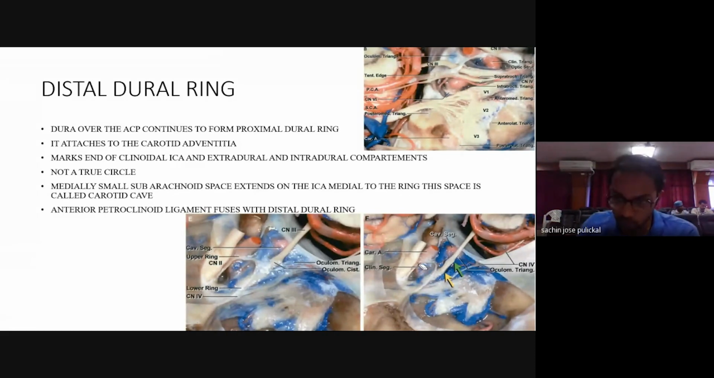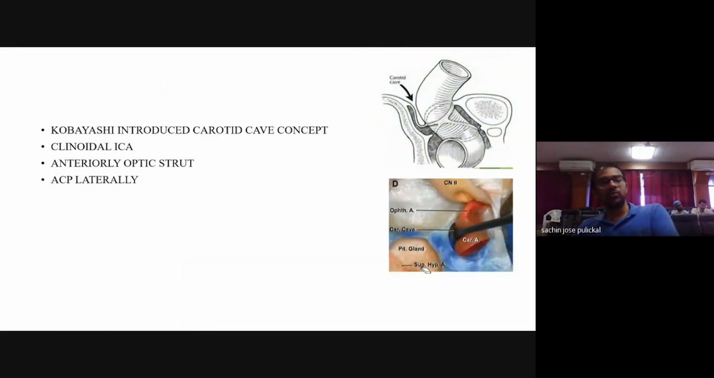So this fold of dura through which the carotid artery courses is some 4 to 5 millimeter course. This area of dural folds is called the carotid collar. So another concept when you read about the carotid collar is what is called the carotid cave concept. So this was introduced by Mr. Kobayashi. So in the medial aspect, this is the proximal dural ring. This is the distal dural ring. The area between the two dural rings is called the carotid collar.